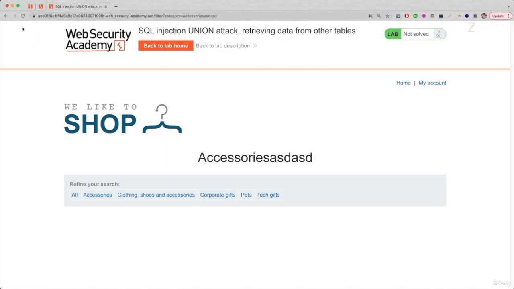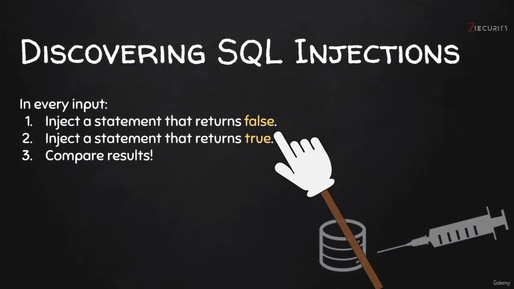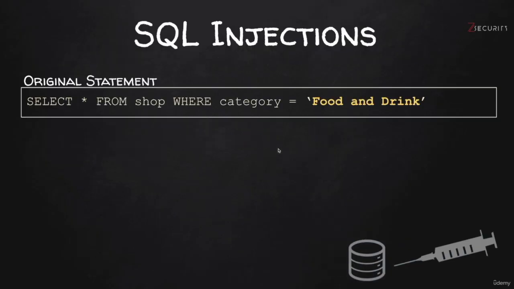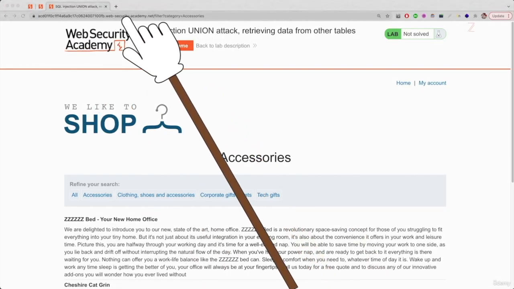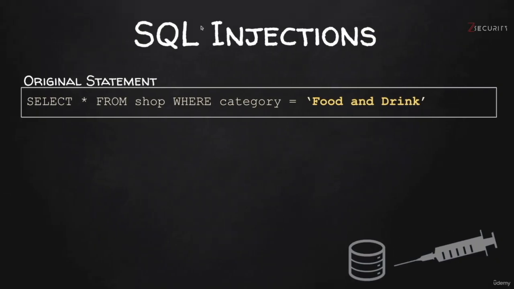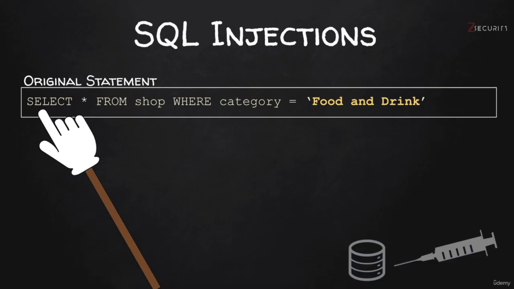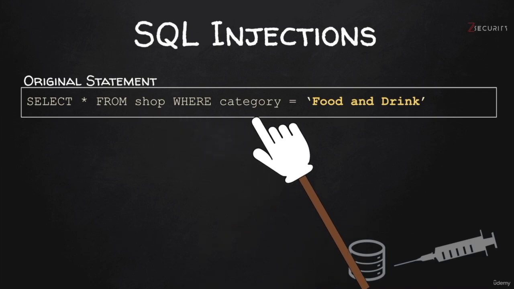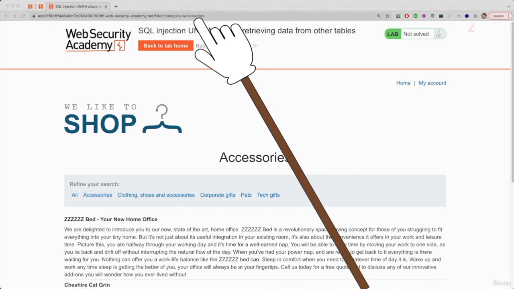So we're just going to go back to what it was. It just said accessories. And to test for SQL injections, we want to put a true and a false statement as mentioned in here. Now, before we do that, let's try to understand what's happening when you actually go to this website, when we're sending this URL to the server. What happens is we have an SQL query. This is the original query that is being executed by the web application. It's doing something like this. It's using a select query from a table called shop, where the category is equal to the user input. So in our case, it's called accessories in here, not food and drink.